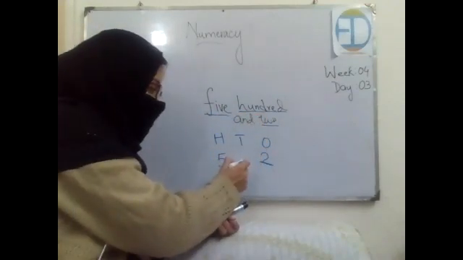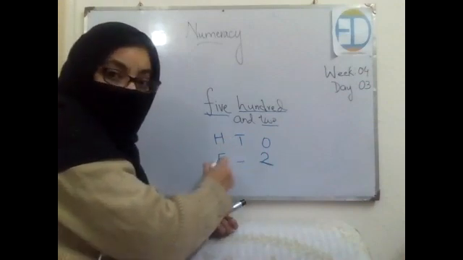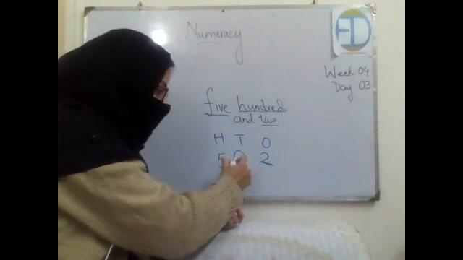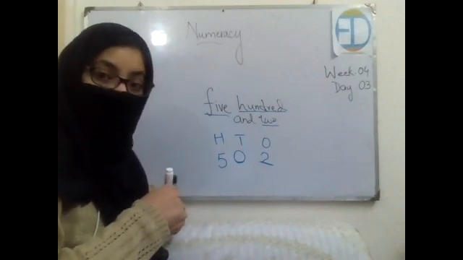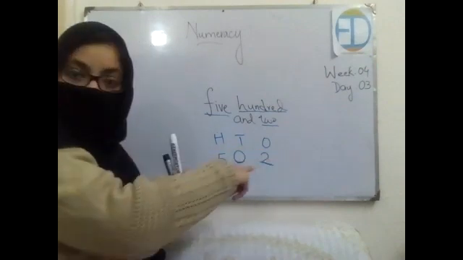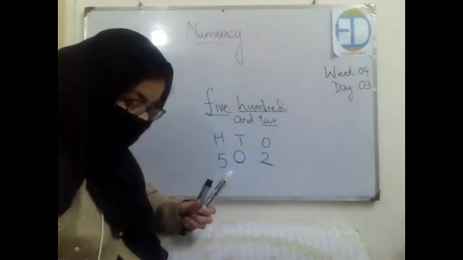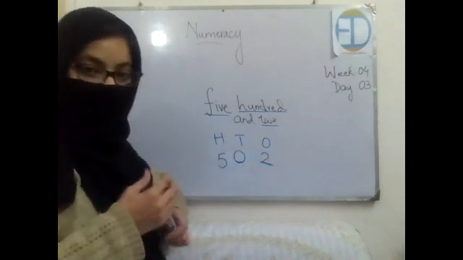So this means that when there is no number in between two numbers, 0 will come over here. Got it? So the number would be 502. Now this is 502. Got it? Okay, now let's look at the next number, 979.